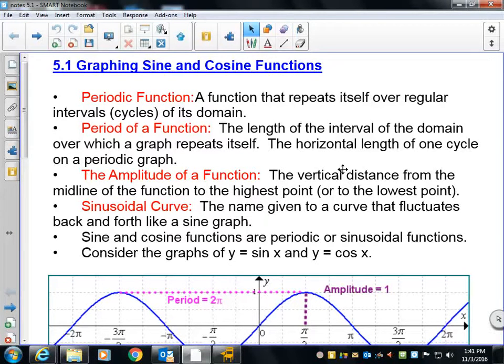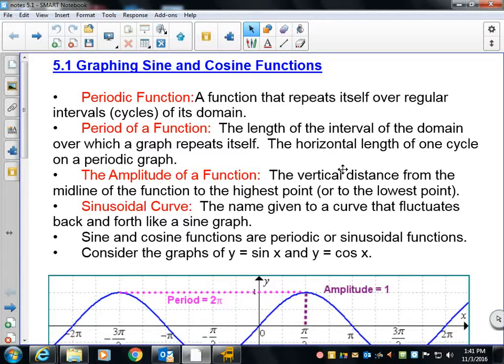So we're going to move on into 5.1. You guys all have 5.1. We're going to look at graphing sine and cosine and tangent. This is something that is very important as we carry on into your calculus-based thing. You should be able to draw sine, draw cos, and draw tan.